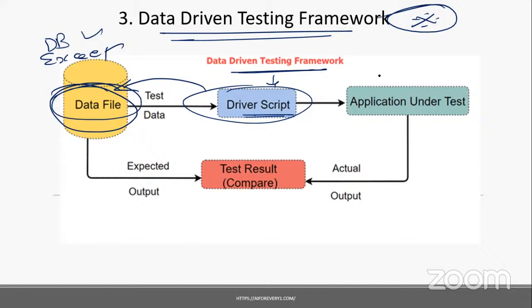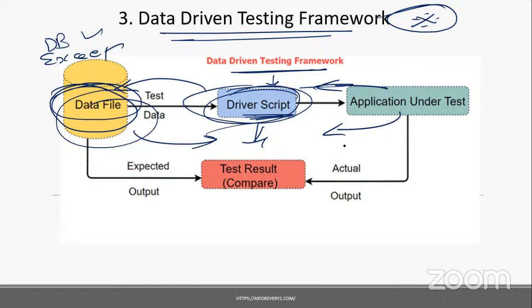And finally, usually in the driver script, till now the actual result we take from the application and the expected result we keep in the script. We compare and say pass or fail. But in the data driven framework, the actual we take from the application and the expected we take from the test data. If both are the same, then I will say that particular test case has passed. So this is how the data driven framework works.